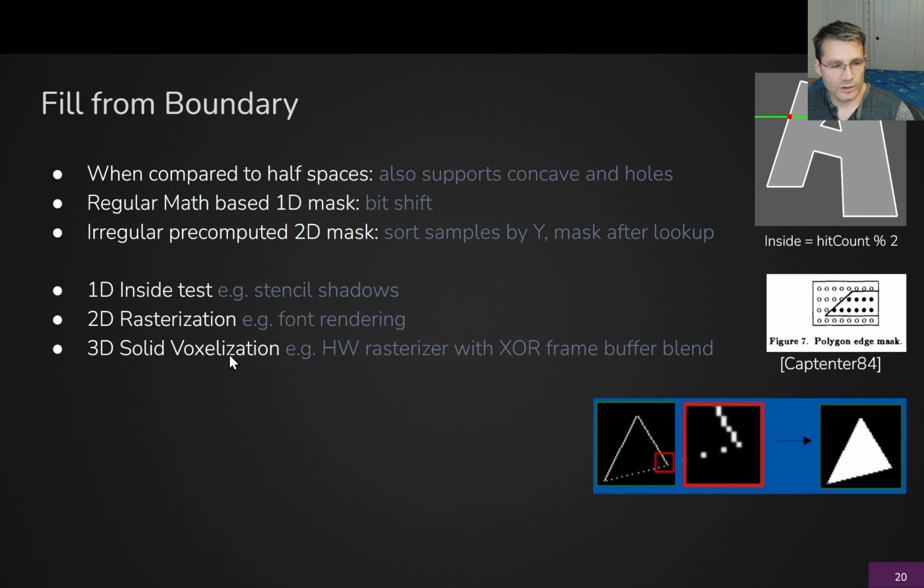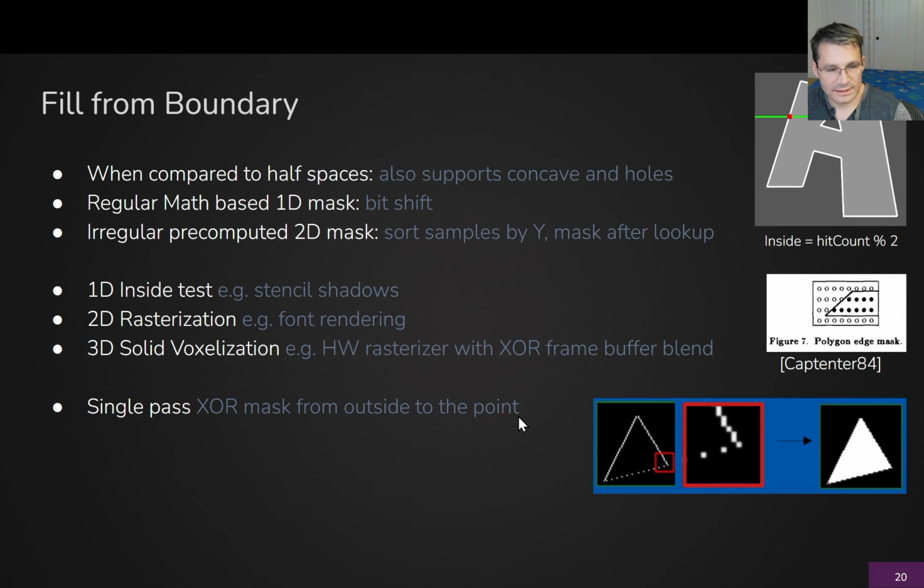And if you want to do solid voxelization, like you have a triangle mesh and you want to voxelize it, then you can also use that. If you have a closed mesh, if it's watertight, you can do that with the hardware rasterizer and some XOR frame buffer blend. You can produce up to 128 bits in one direction, and the other two directions are just however large your frame buffer is. So this is a very efficient way of voxelizing geometry through the hardware and using bitmasks.